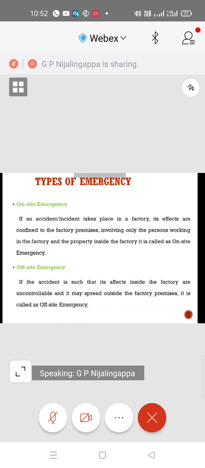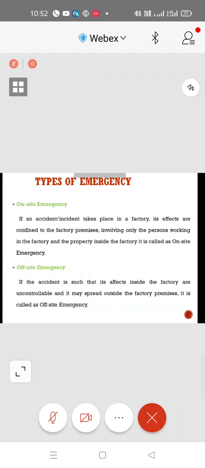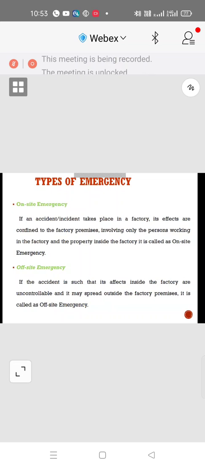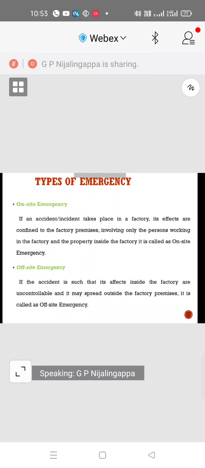If the accident is such that its effects inside the factory are uncontrollable and it may spread outside the factory premises, it is called an offsite emergency, like vapor release or toxic release. Normally, it can go into the atmosphere, through hazard conditions, toxicity conditions, or fire conditions, beyond the factory premises, or through flood, storm, earthquake, sabotage, etc. The plant premises cannot do anything about those things. In that condition, we can declare it an offsite emergency.